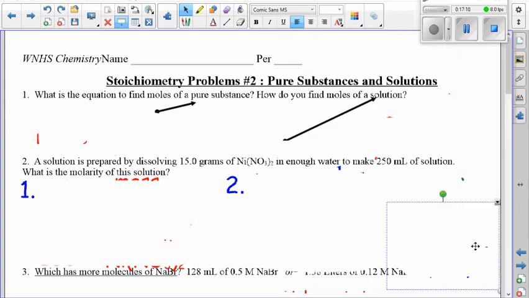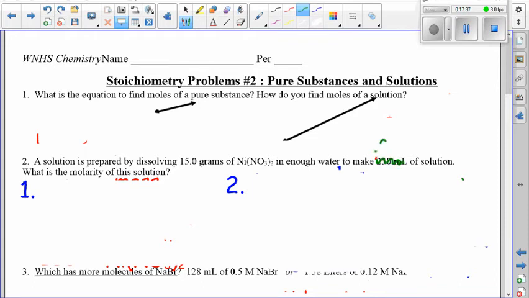Alright. So this first problem says a solution is prepared by dissolving 15 grams of nickel nitrate. So this person got 15 grams of nickel nitrate. They mixed it in with water, and the total volume at the end was 250 milliliters. What is the molarity? So what's the concentration of this solution? Okay, cool. Well, before I really do anything, this noise, 250 milliliters, no thank you, 0.25 liters. Not going to deal with that, because once I get into doing a bunch of math, I don't want to give myself a chance to forget to convert this later. So I'm just going to do it now.